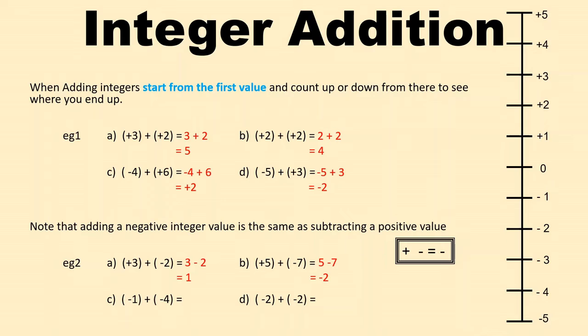Next, I'm starting with a negative number. I'm not going to change the sign of that negative 1. I'm starting down here at negative 1. But then I'm going to add negative 4 to that. A plus and a minus means subtract.